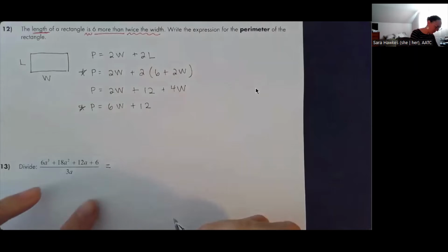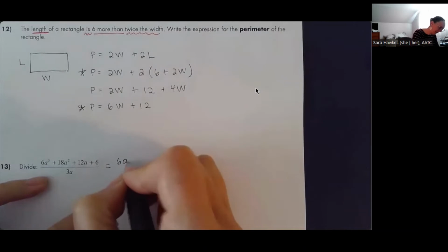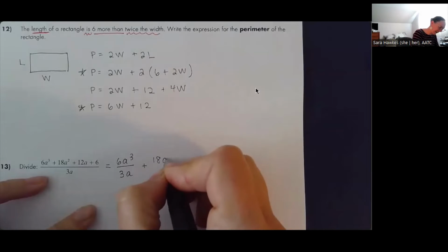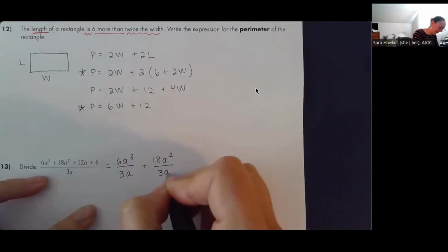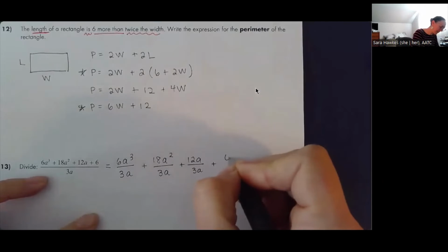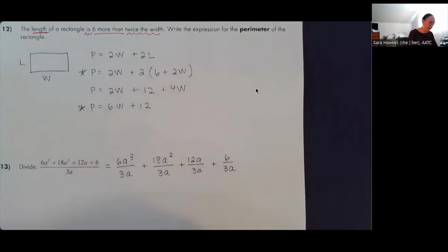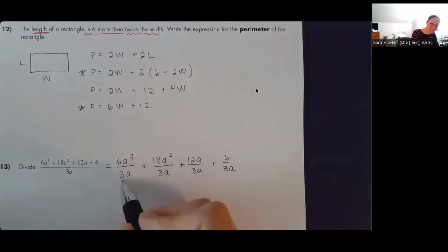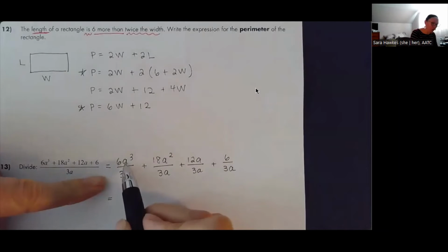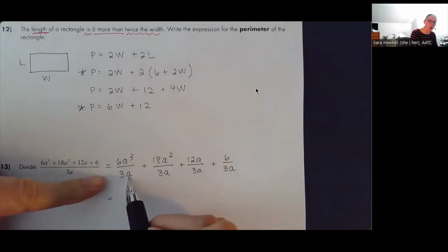So when I split this up as 4 separate fractions, I'll have 6a cubed over 3a plus 18a squared over 3a plus 12a over 3a plus 6 over 3a. And now I'm just looking to simplify each of these as much as I can. 6 divided by 3 is going to give me a 2. There are 3 a's being multiplied together on the top and 1 a on the bottom. One of those a's is going to cancel out.